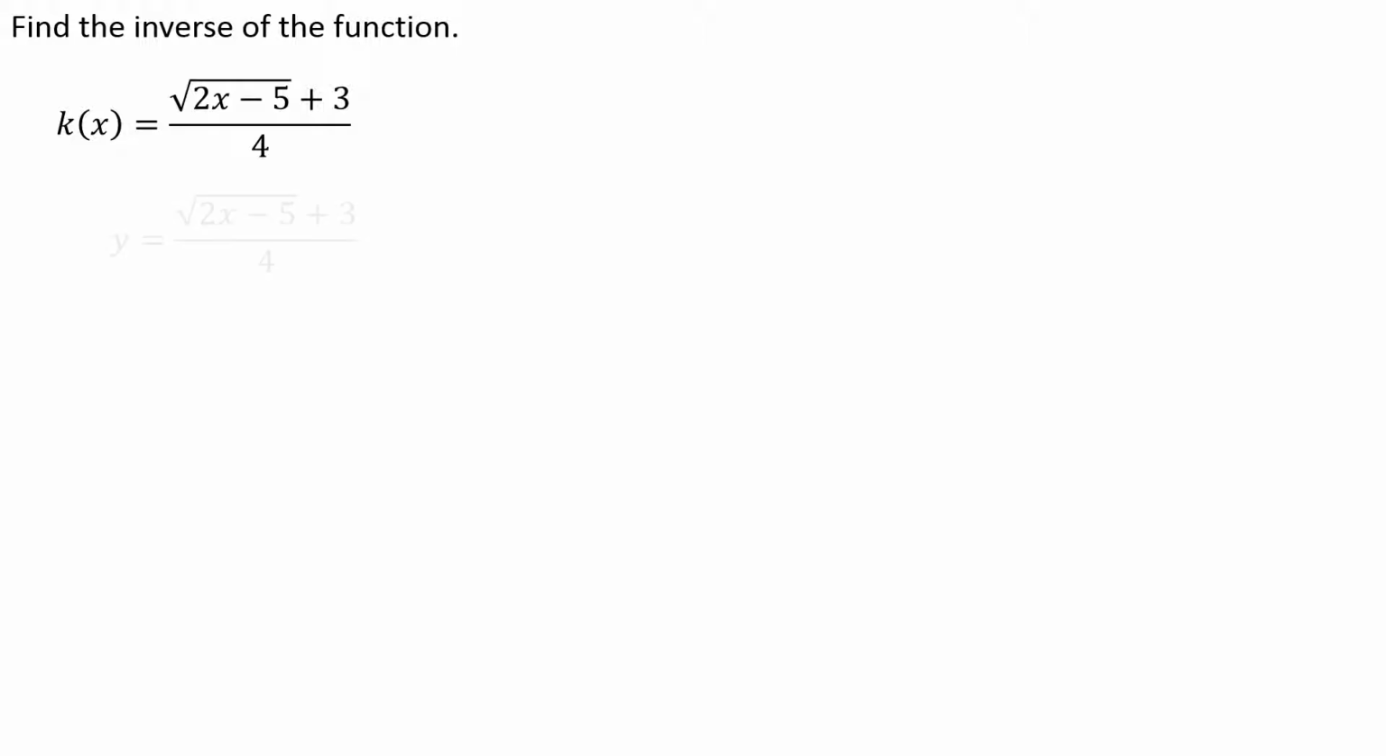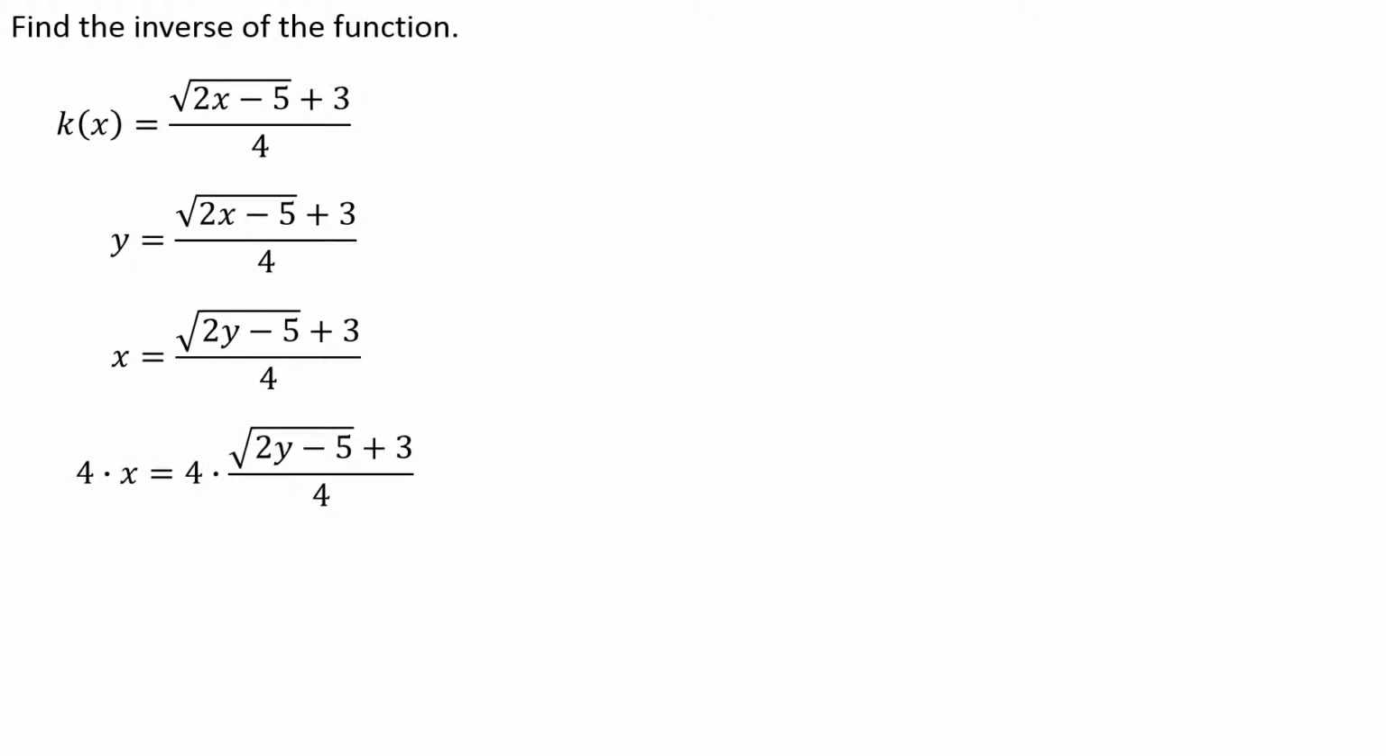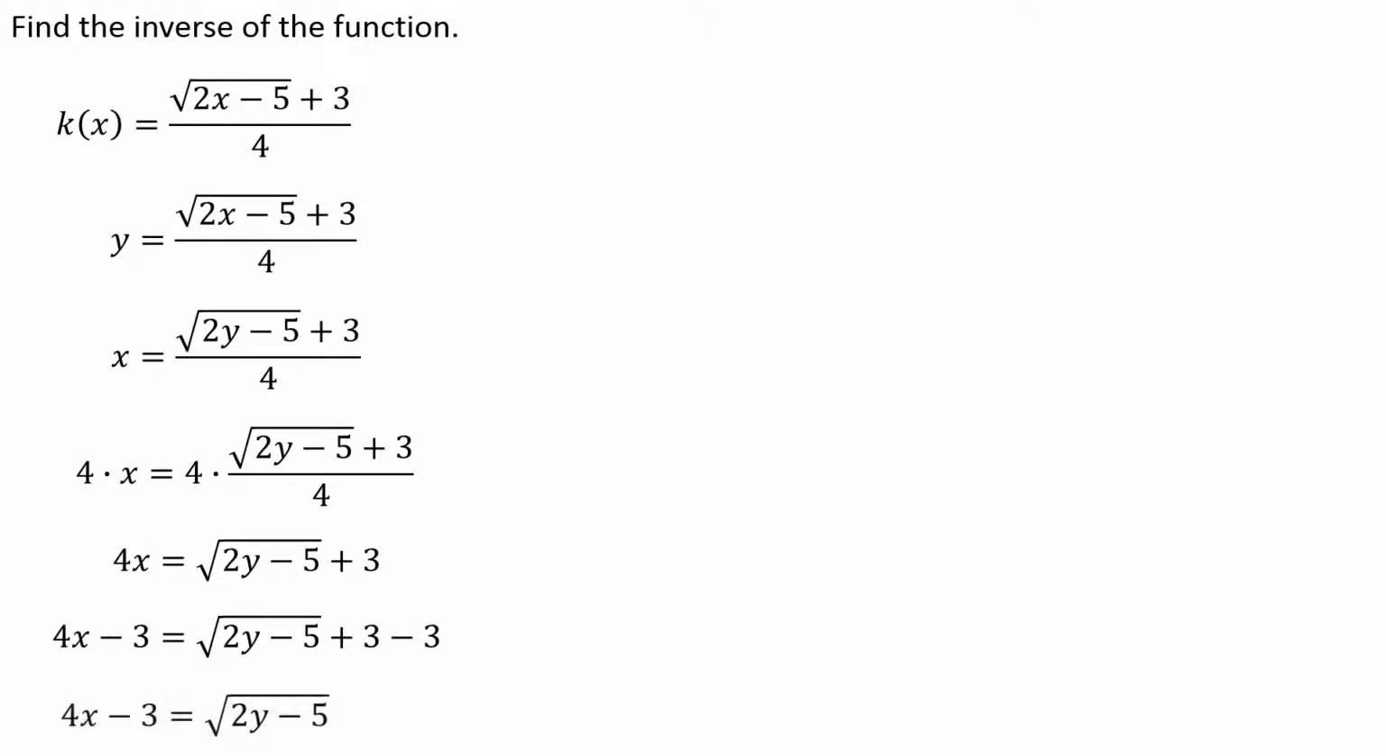Okay, so we replace k of x with y. We swap x and y. What do we do first? Well, it looks like we should multiply both sides by 4. Perhaps subtract 3 from each side. Undo the square root by squaring both sides.